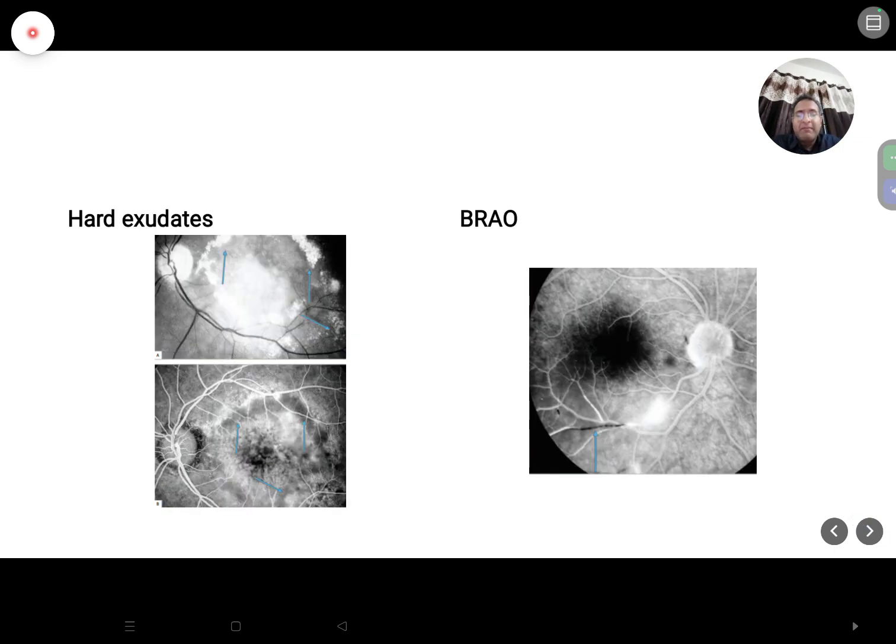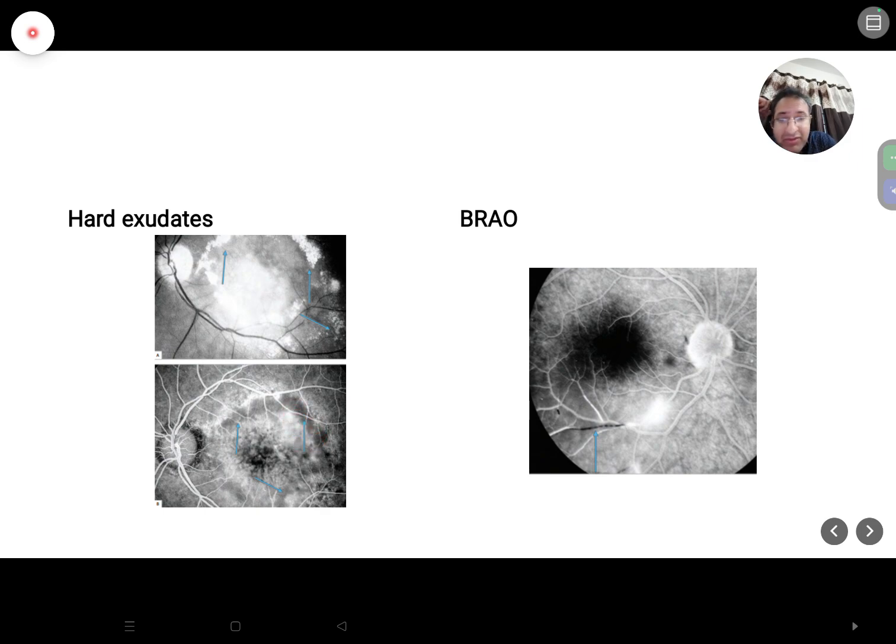Next is the example of hard exudates. How do the hard exudates look in the early choroidal phase of the angiography? Arteries and veins are still not filled, but there is an autofluorescence of the hard exudates we see here. And in the late phases of the angiography, this hyperfluorescent hard exudates will appear as hypofluorescent.